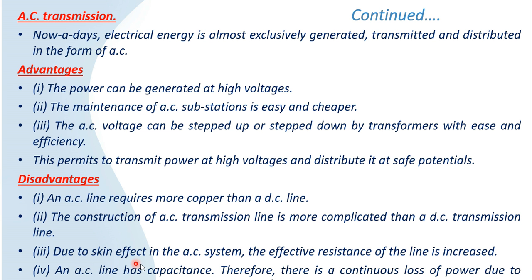Due to skin effect in the AC system, the effective resistance of the line is increased. AC resistance will be more than the DC resistance. An AC line has capacitance, therefore there is a continuous loss of power due to charging current even when the line is open. Due to the capacitance, there is loss of power.